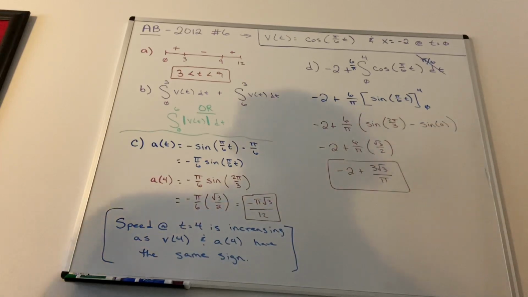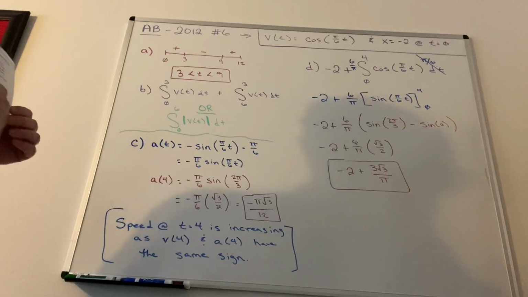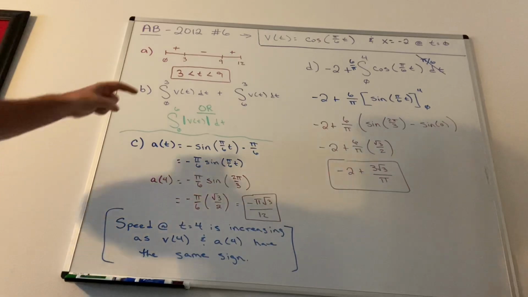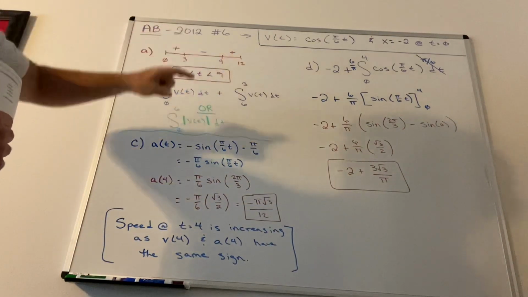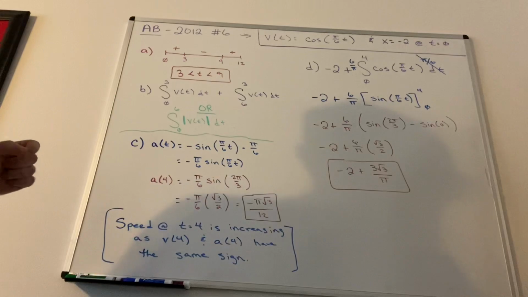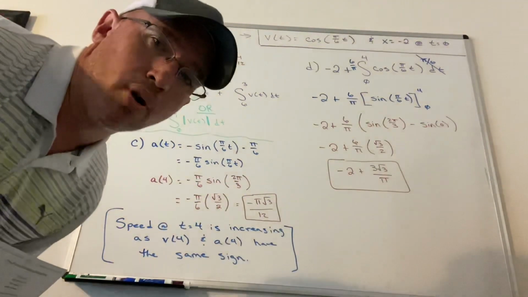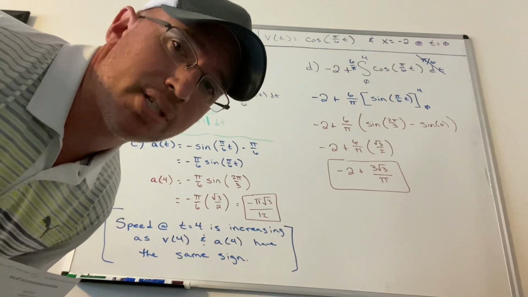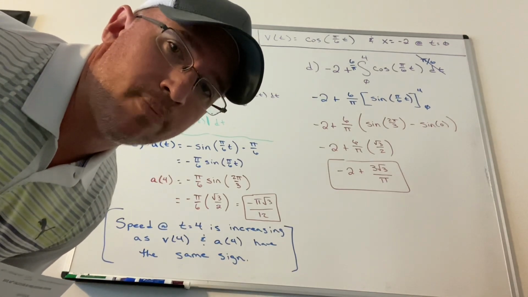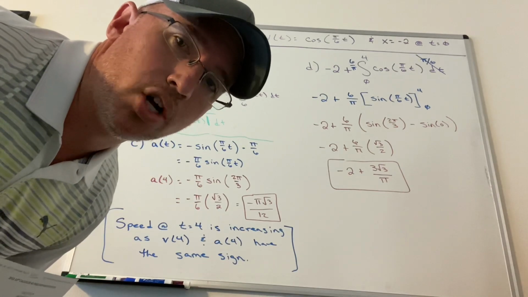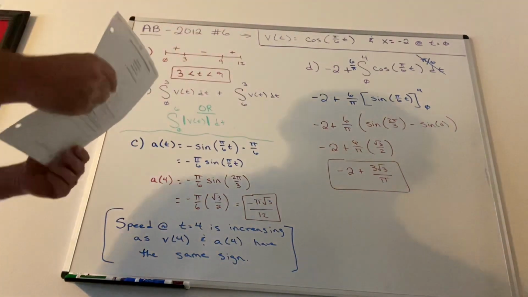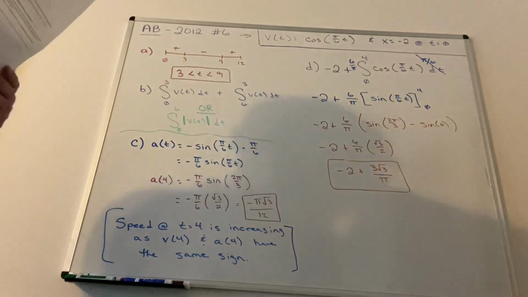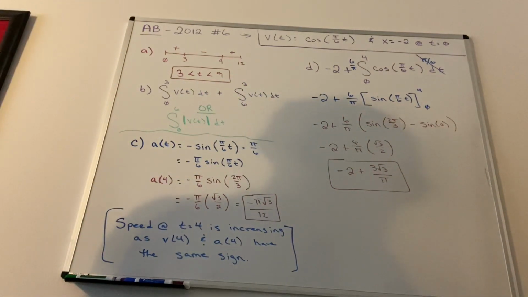And then it asks if the speed is increasing or decreasing at time 4. It's increasing because acceleration and velocity have the same sign there. Notice the velocity is negative at time 4 and the acceleration is negative at time 4. Particles are speeding up when acceleration and velocity have the same sign, and they're slowing down when velocity and acceleration have opposite signs.